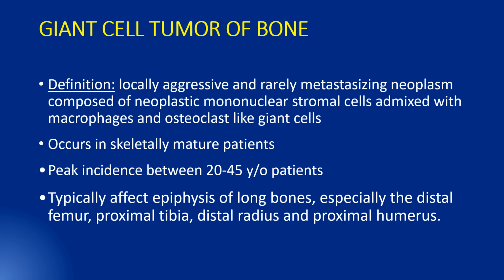So giant cell tumor of bone is a locally aggressive and rarely metastasizing neoplasm composed of neoplastic mononuclear stromal cells admixed with macrophages and osteoclast-like giant cells. It mostly occurs in skeletally mature patients, with peak incidence between 20 and 45 years old, and typically affects the epiphysis of long bones, especially the distal femur, proximal tibia, distal radius, and proximal humerus.